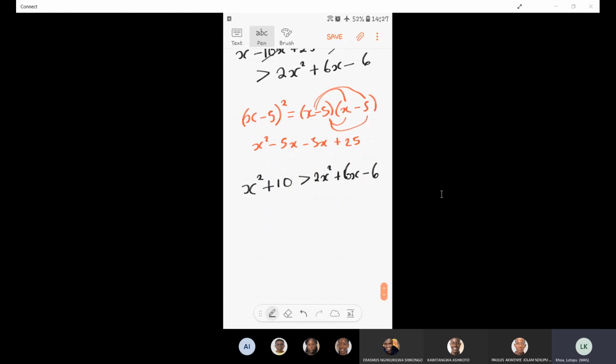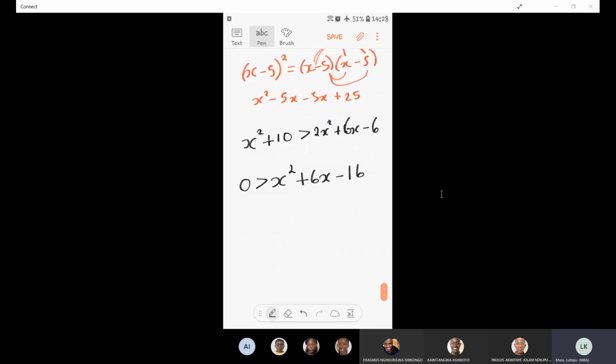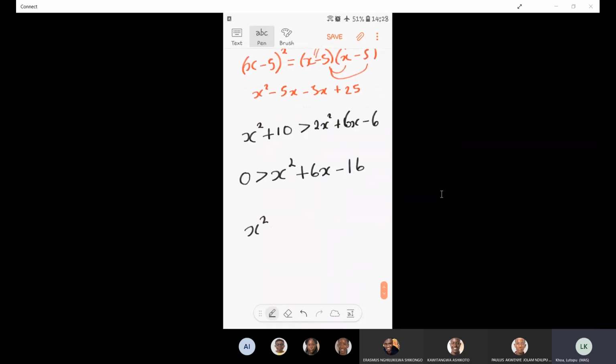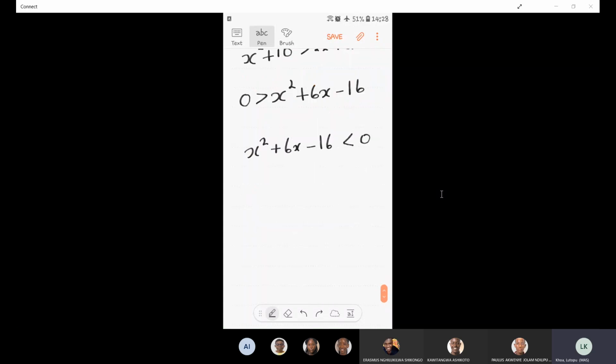So I will subtract x squared on both sides. So here I'll be left with 0. And I have x squared. Then I will be left with 6x by itself. And then I will subtract 10 on both sides. So this is minus 16. And this I can rewrite as x squared plus 6x minus 16. This is less than 0. So here 0 is the bigger one. That means this one is less than 0. So you can just rewrite it like that.